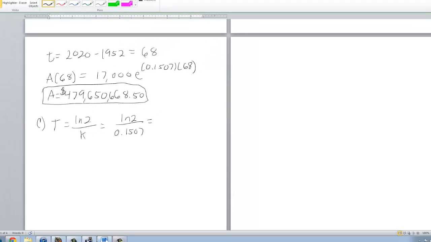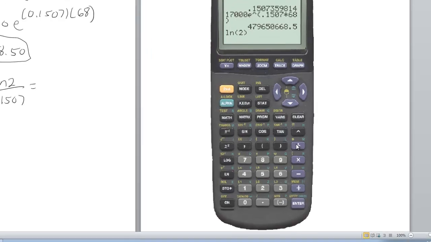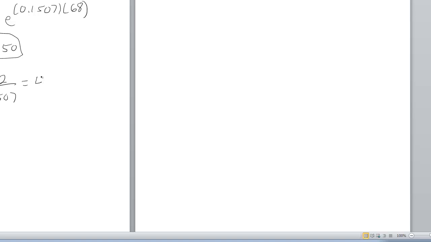So we'll punch this up here. The natural log of 2, only the natural log of 2, so make sure you close that off, divided by 0.1507. And that gives us 4.5995. So we're going to say this is about 4.6 years. Make sure you do your label. And that makes sense because in 2010 it was only 106.5 million, I do believe, and by 2020 it was already almost quadruple that. It's near 480 million. So it had to take less than 10 years for that to happen.